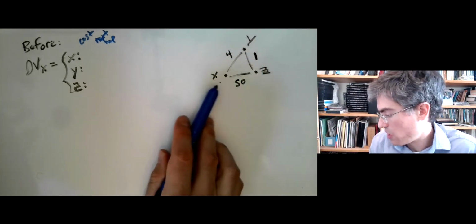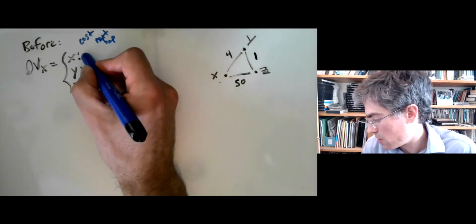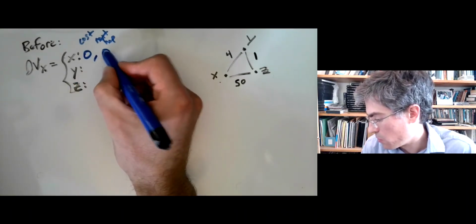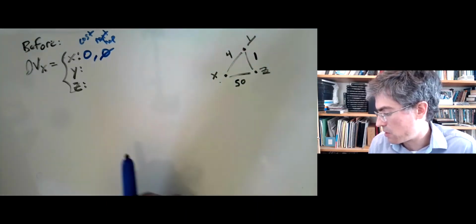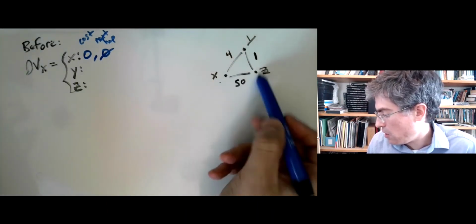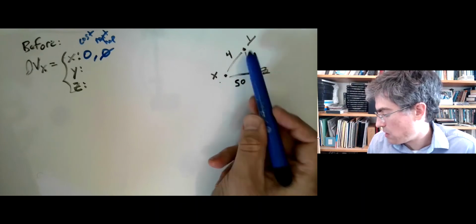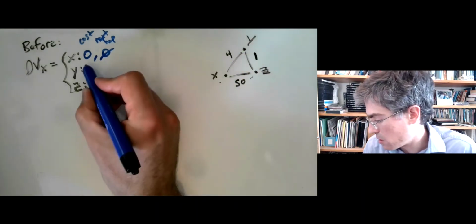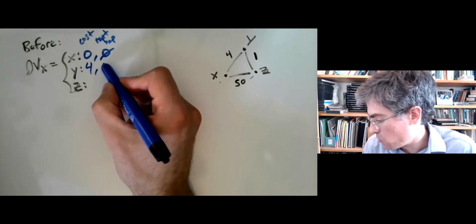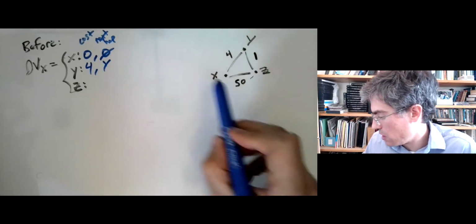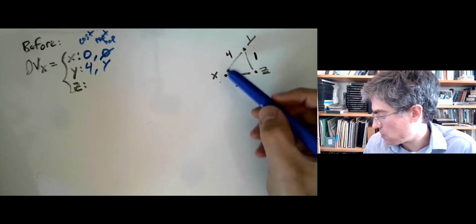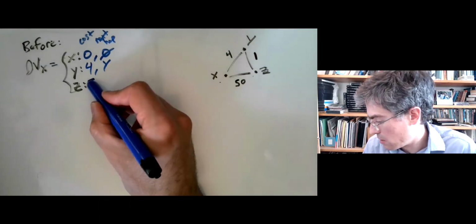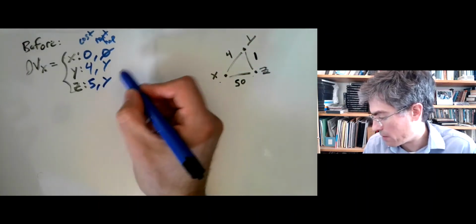So for x to reach x, that's trivial. The cost is 0, and you go through no next hop. I'm putting a null symbol there for no next hop because it's just itself. To reach y, looking at the numbers on these edges, we should go this way. So the cost is going to be 4. The next hop is y. To reach z, it's an indirect route, because if we went directly there, it would be 50. So instead, we go this way. So the cost there should be 5 through y.